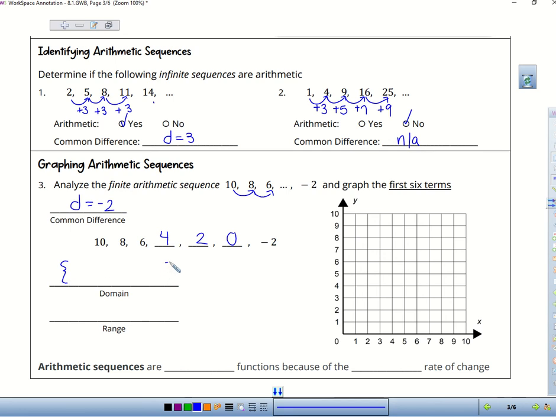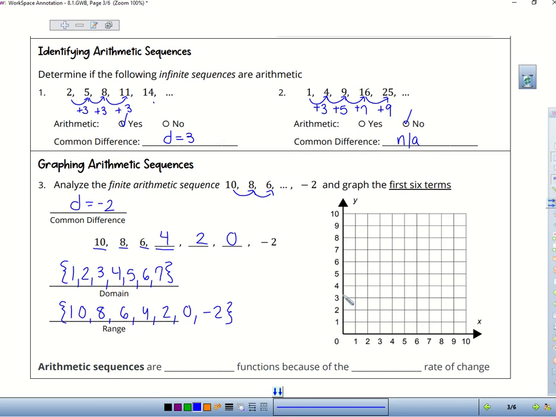Domain is going to be basically what position each term is in. So this is in the first position, the second position, third position, fourth position, and so on, right? So how many positions do we have? 7. Everybody see the 7 positions? And the range is going to be what fills those positions. So 10, 8, 6, 4, 2, 0, and negative 2. Now this is what we call set notation in math. Set notation doesn't have to be in any type of chronological order. It's just a bunch of numbers thrown in. Typically you will see people rewrite them in chronological order, but you do not have to.